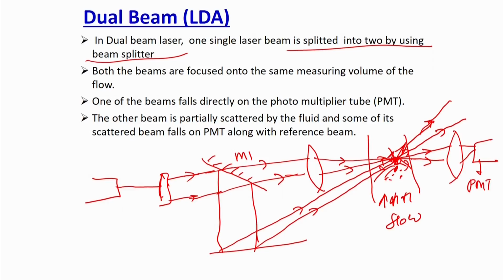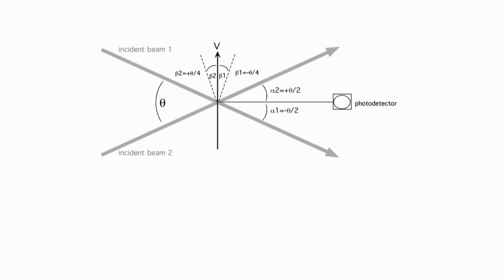Now, the scatter which falls on the PMT along with the reference will be different for both the beams. Why? Because the particle is going to make two different angles with the two beams, and therefore the scattered light which falls on the PMT along with the reference will be different for different beams. Why? Because the incident angle is different. So, that is the basic principle used for the dual beam LDA, and that is the major advantage also.